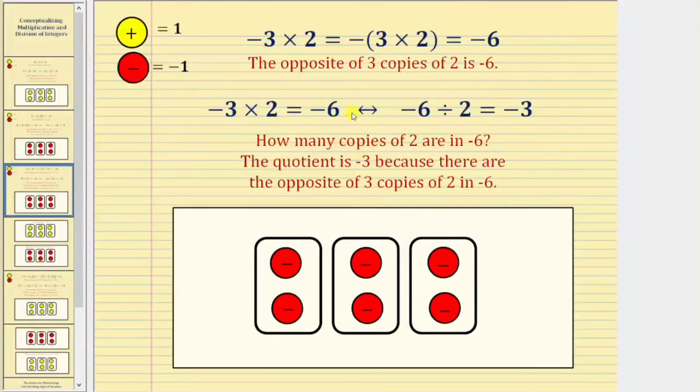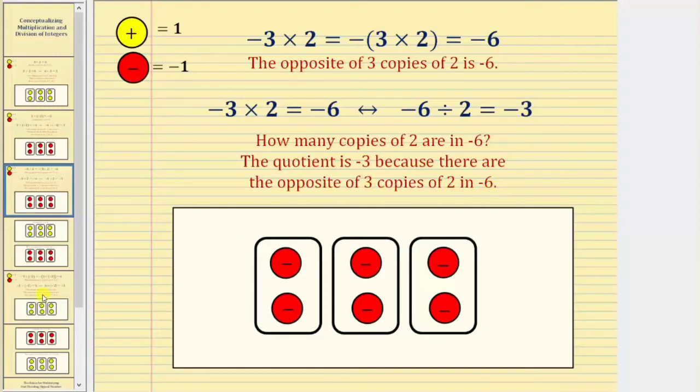The corresponding quotient is negative 6 divided by 2 equals negative 3. Negative 6 divided by 2 is asking how many copies of 2 are in negative 6. The quotient is negative 3, which we will view as the opposite of 3 because there are the opposite of 3 copies of 2 in negative 6.